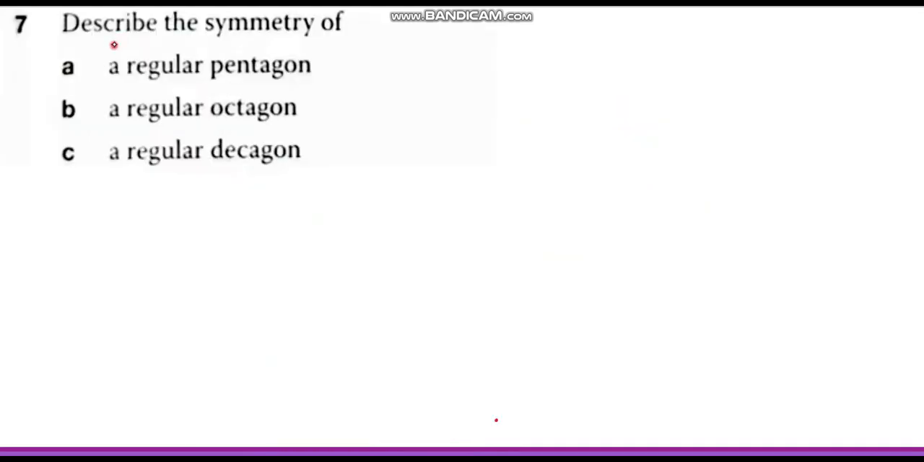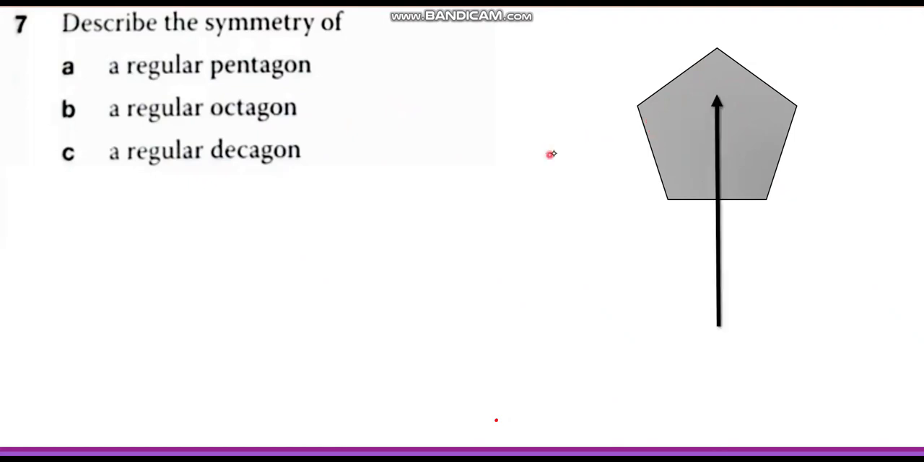In question number 7, it says describe the symmetry of a regular pentagon, regular octagon, and regular decagon. So first of all, we will see the pentagon. A pentagon is a 5-sided shape, and it's a regular pentagon, which means all sides are equal in length. To see the symmetry, if we carefully observe that if we rotate the shape by 360 degrees, then we will get the same shape 5 times in its full rotation. So its order of symmetry should be 5, and let's see the lines of symmetry.